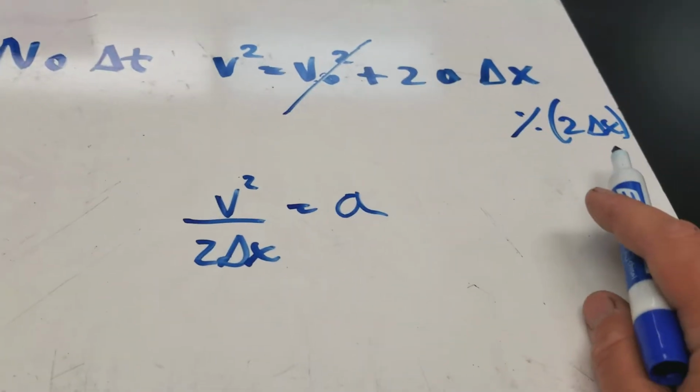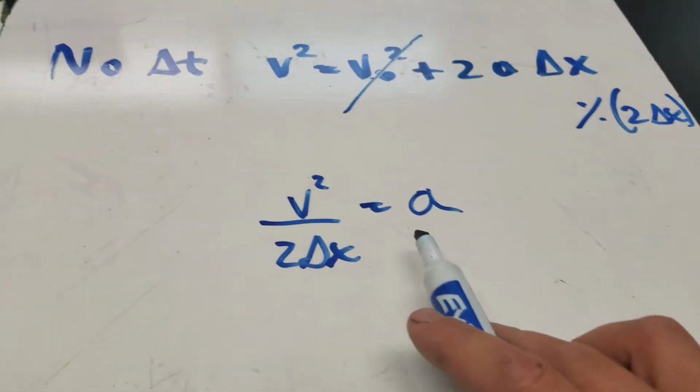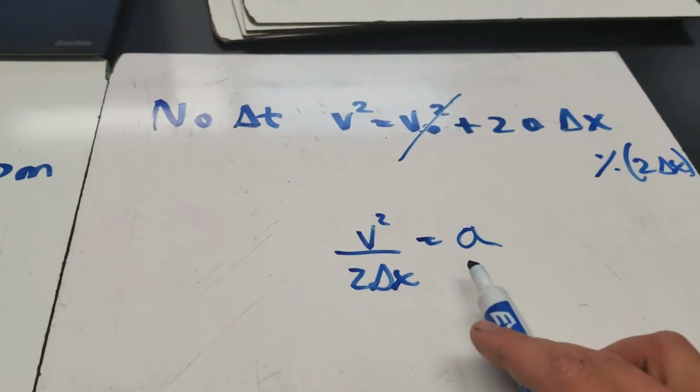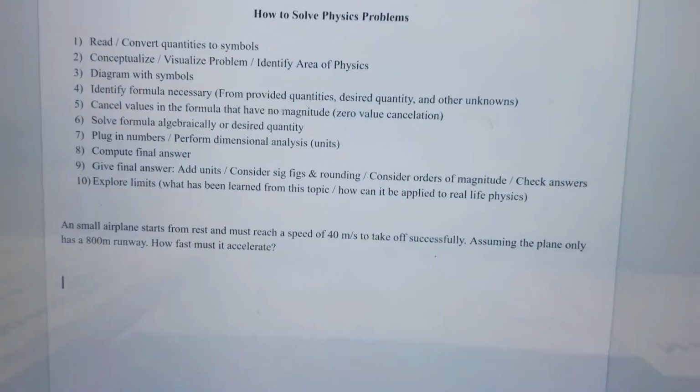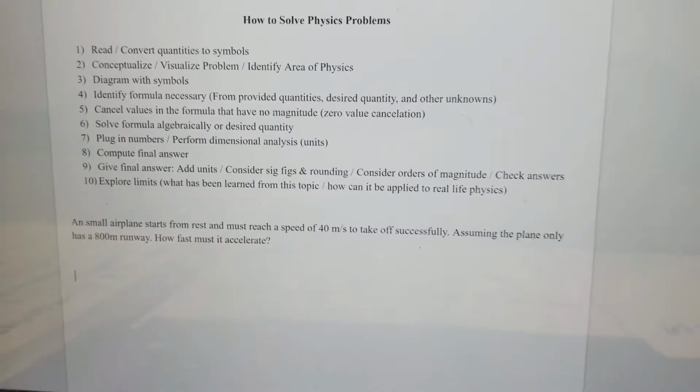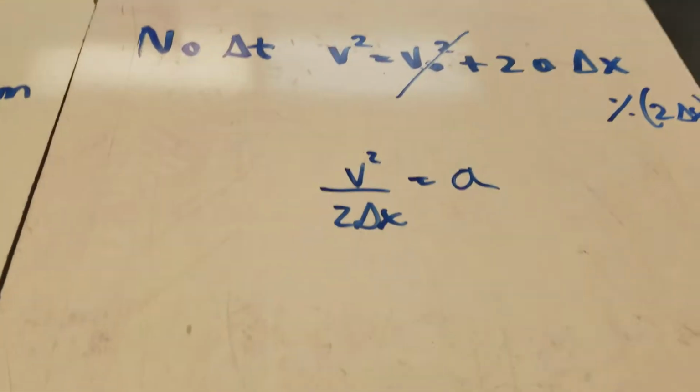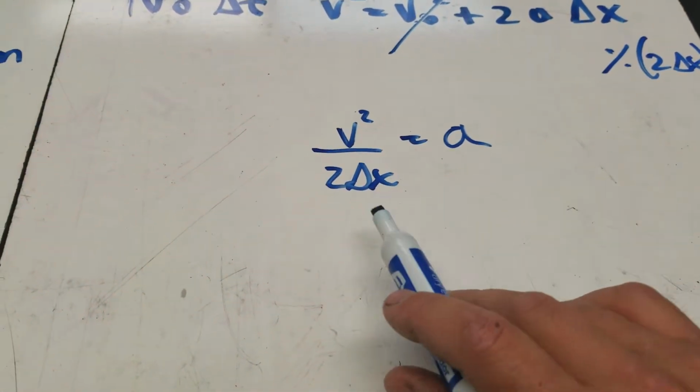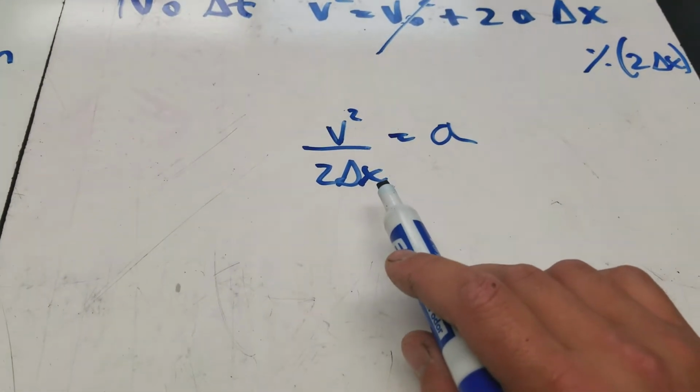Very good. I did both steps at once, and I hope you're comfortable with that. So just a little bit of algebra there. Now, my next step, according to this, is to plug in numbers and perform a dimensional analysis with the units. So at this point, I'm going to plug in the numbers, but I'm going to make sure to include the units when I'm doing this.